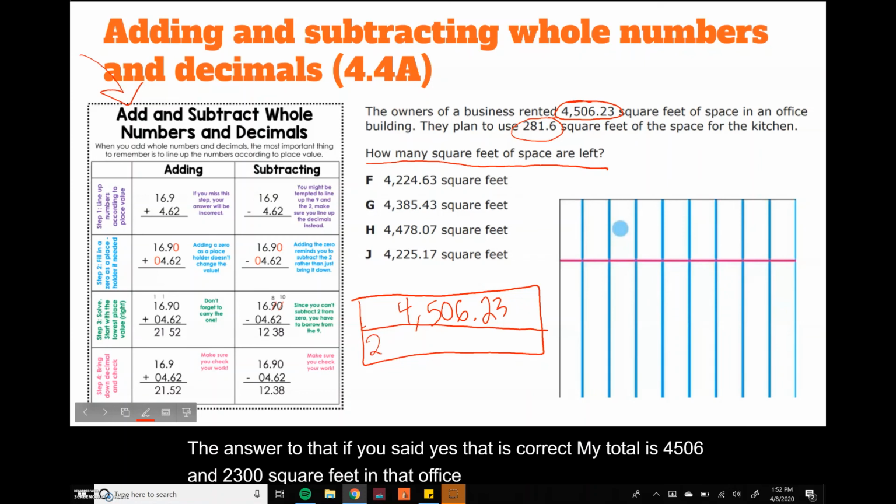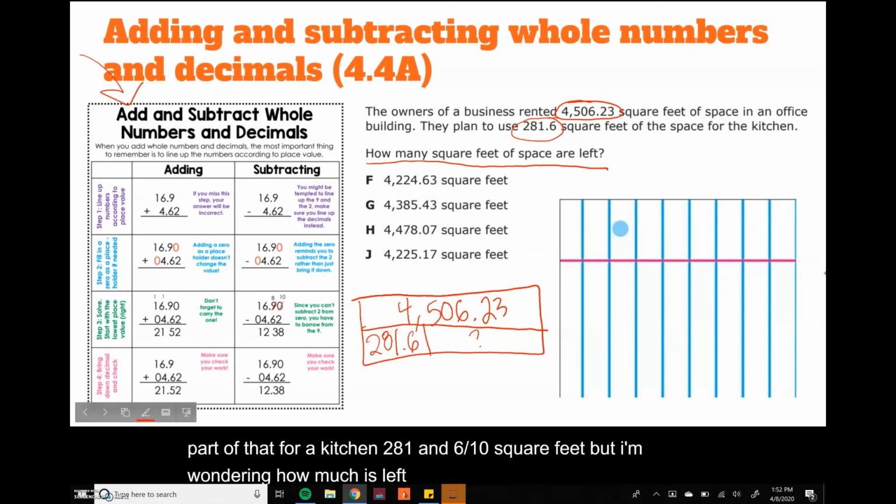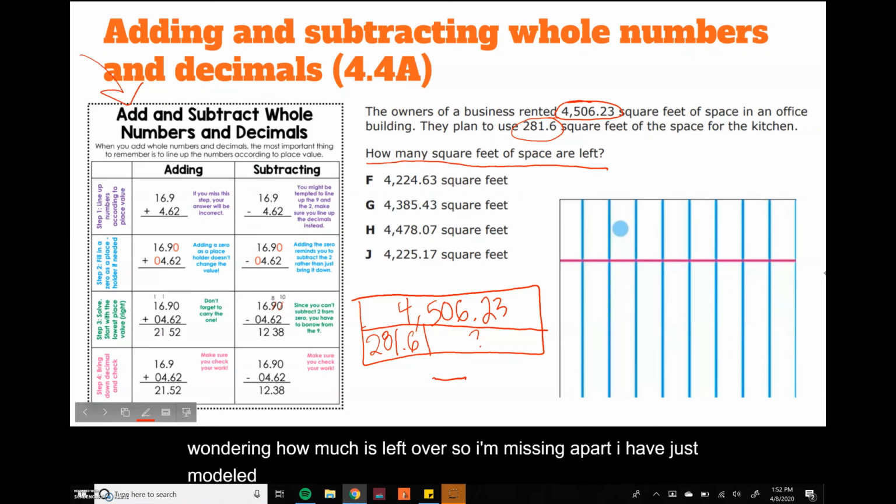Now, I know they used part of that for a kitchen, 281 and 6/10 square feet, but I'm wondering how much is left over. So I'm missing a part. I have just modeled subtraction. So this notebook paper that I've conveniently placed on my screen here is going to help me.